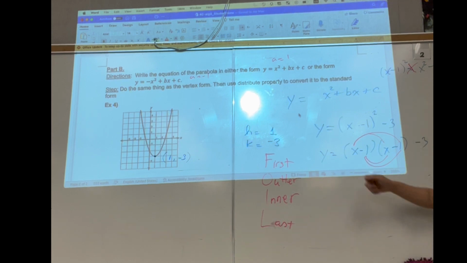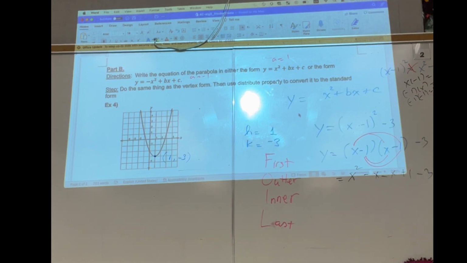So anyway, look at this. Let's do it one by one. X times x is x squared. Next one, x times negative 1 is negative x. Now I'm done with this one. Let's move to the next one. So you don't need to know what FOIL is. Then negative 1 times x is negative x. And then this one, negative 1 times negative 1 is positive 1. So plus 1. Let's copy over the negative 3.